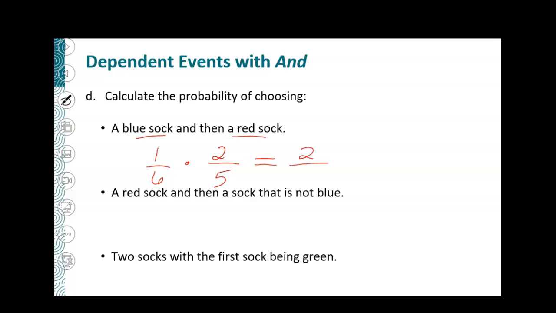1 times 2 over 30. Can I simplify? Absolutely. By what number? By 2. Divide by 2, the top and the bottom. Remember, when you simplify a fraction, you have to divide by the same number. That's 1 over 15. Okay?